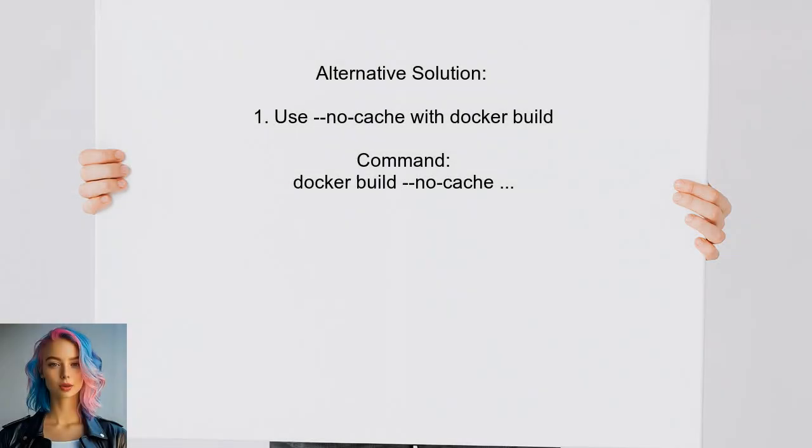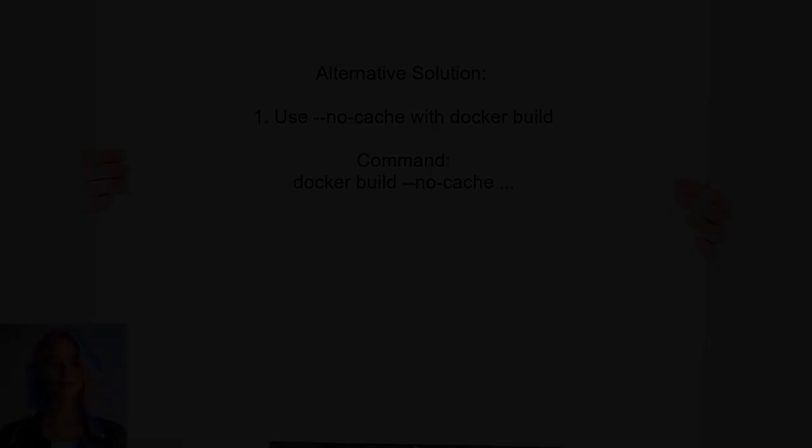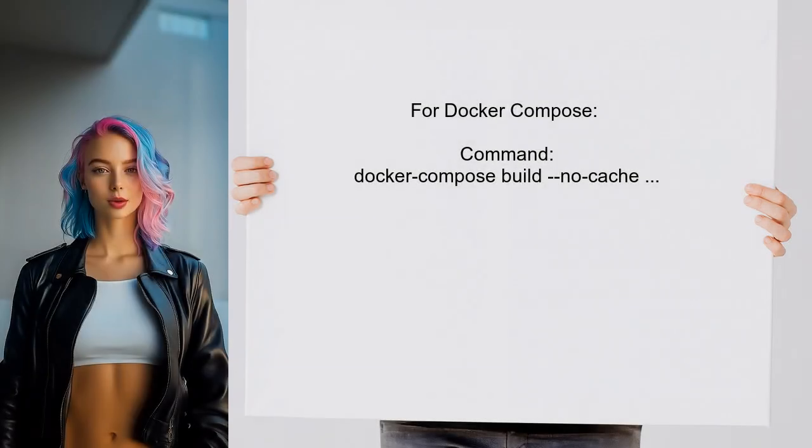An alternative solution provided by another user suggests that the issue may be due to cached layers in Docker. They recommend running the apt-get update command again while discarding the cache. You can do this by adding the --no-cache option to your Docker build command. If you're using Docker Compose, you can apply the same no-cache option to your build command there as well.